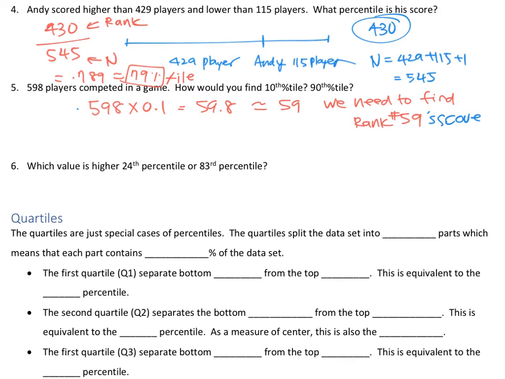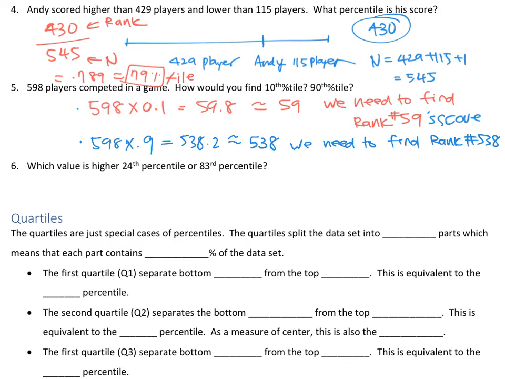Oh, the 90th percentile. So 598 times 0.9 is 538.2. So I can do 538 or 539, that's fine either way. So we need to find the person with the rank number 538. So the rank is pretty high. That means this person has a pretty high score.